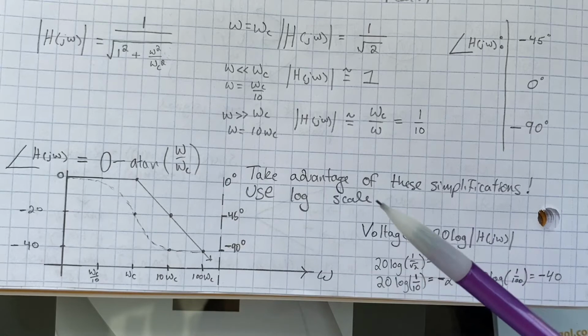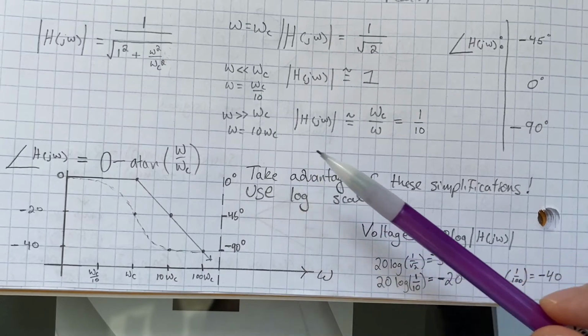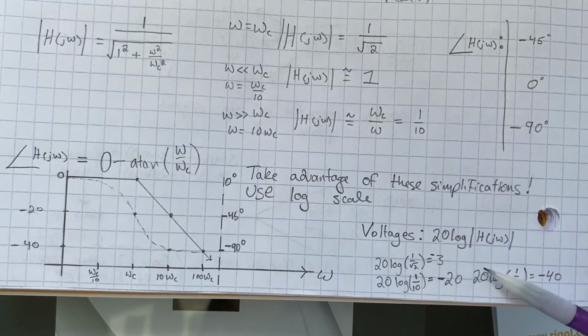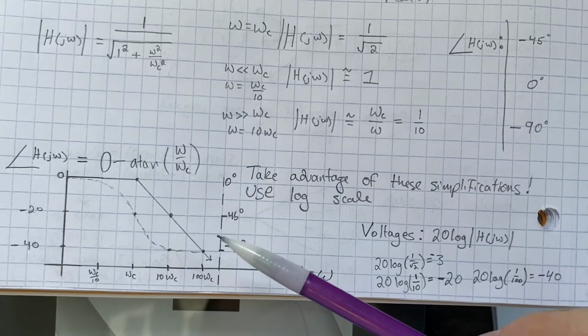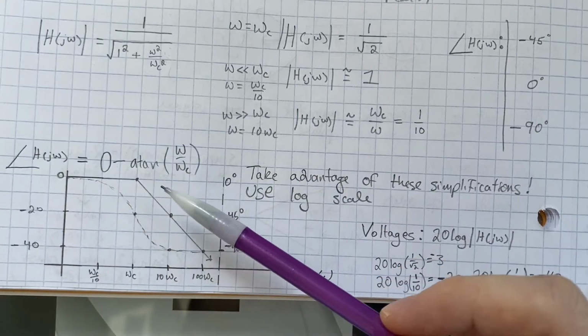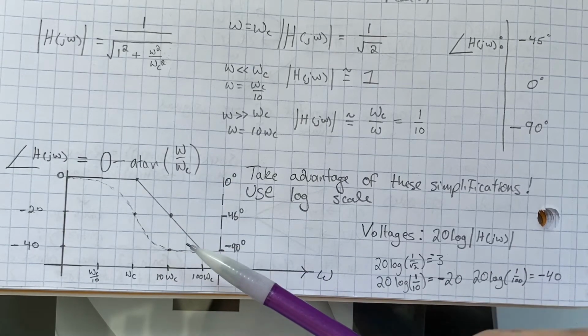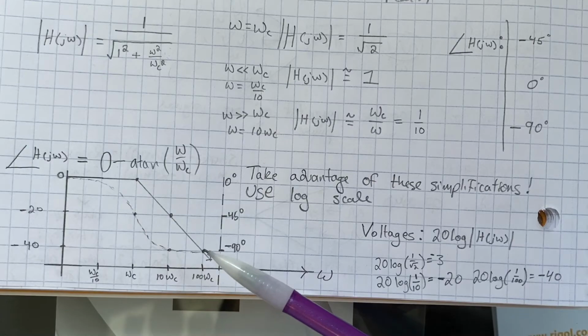So if we take 20 times log of 1/10, that's actually minus 20. And if omega is 100 times omega c, we'll get 1 over 100. 20 log of 1 over 100 is minus 40. So the slope is minus 20 dBs per decade. So every time you multiply the frequency by 10, your magnitude decreases by 20 dBs.